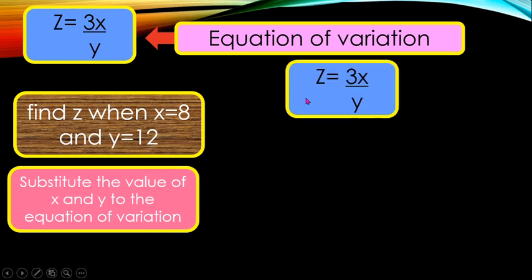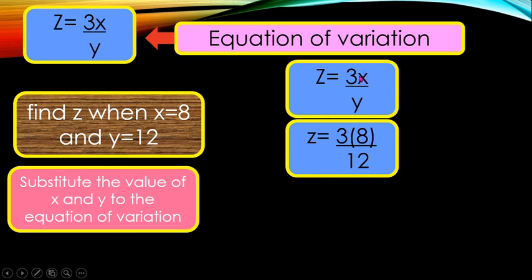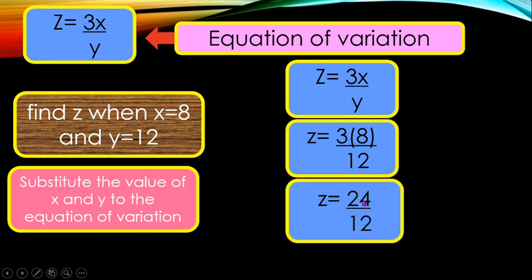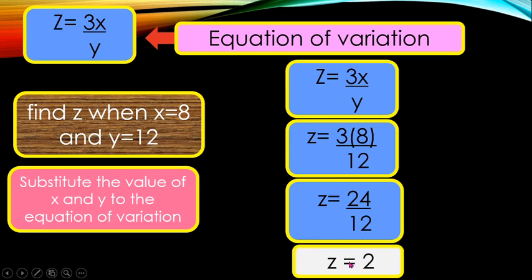So we're going to use this equation of variation to find z. So substitute x, which is 8. So we have here 3 times 8, and y, that is 12. 3 times 8, that is 24. Divided by 12, we get 2. Therefore, z is equivalent to 2.